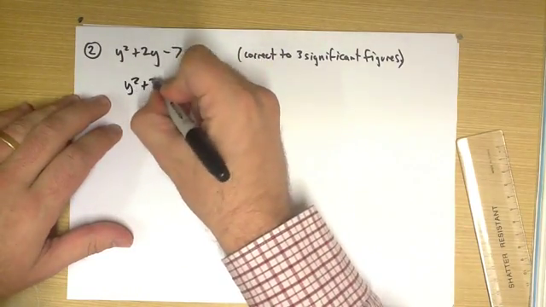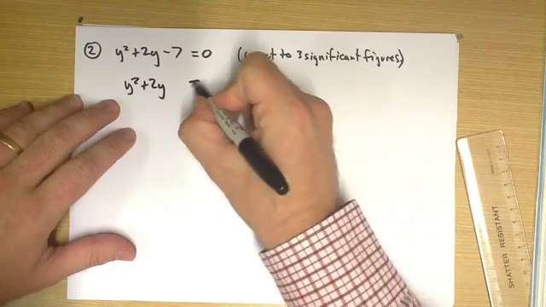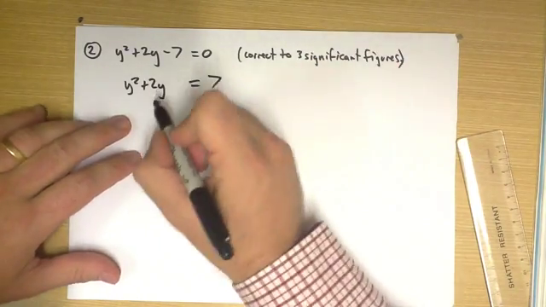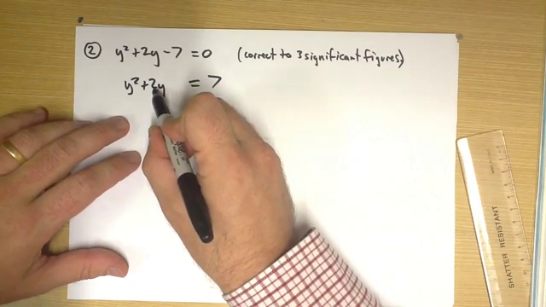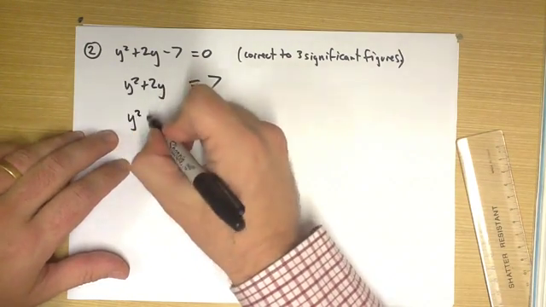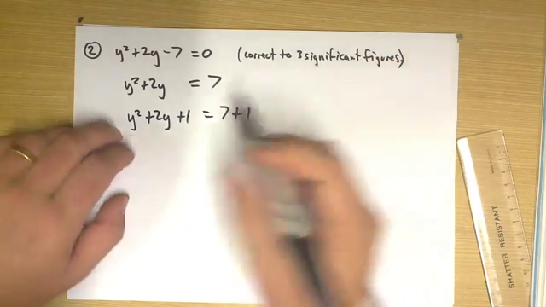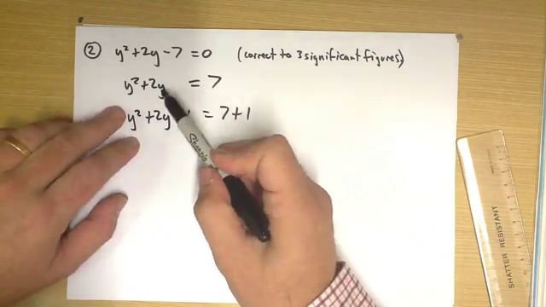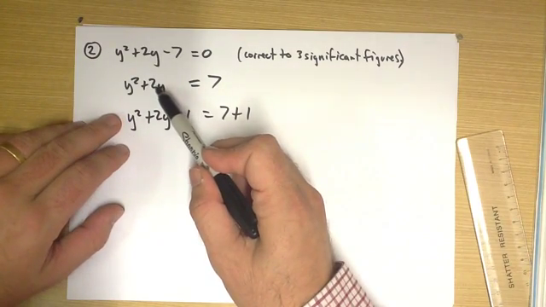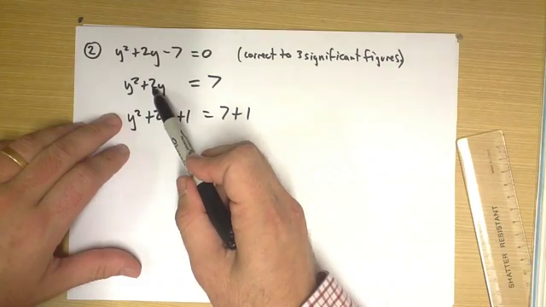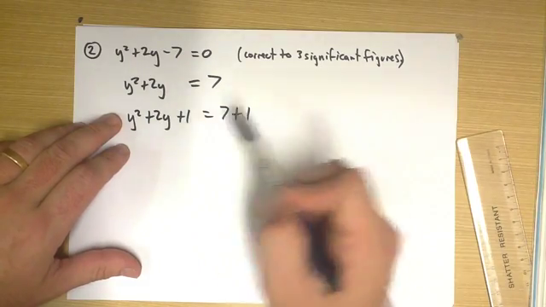y squared plus 2y, y terms on one side, constant on the other. Now let's have a look. Half the coefficient of y, half of 2 is 1, square it, that's 1. y squared plus 2y plus 1 equals 7 plus 1. So I'll just say that again. Get half the coefficient of y, square it, add it to both sides. So 2, halve it, 1, square it, 1, add it to both sides.